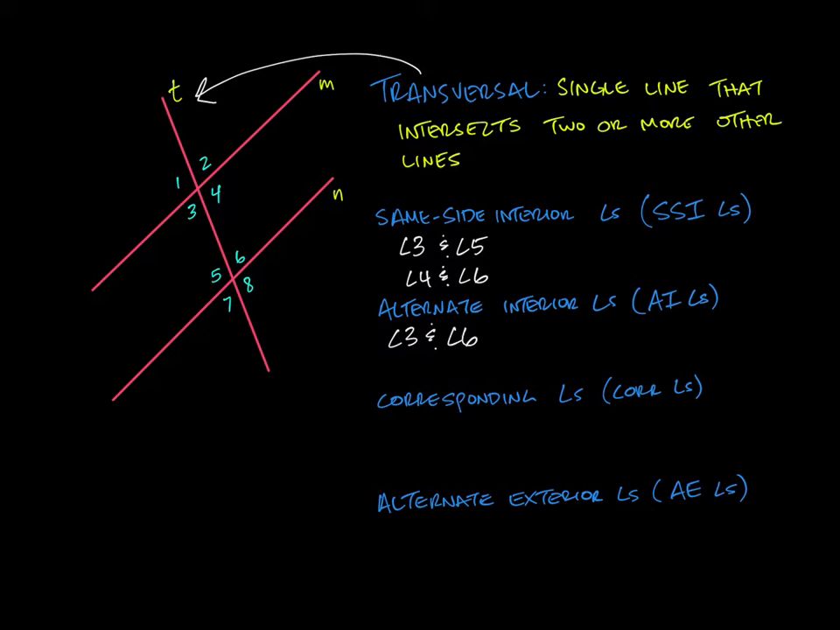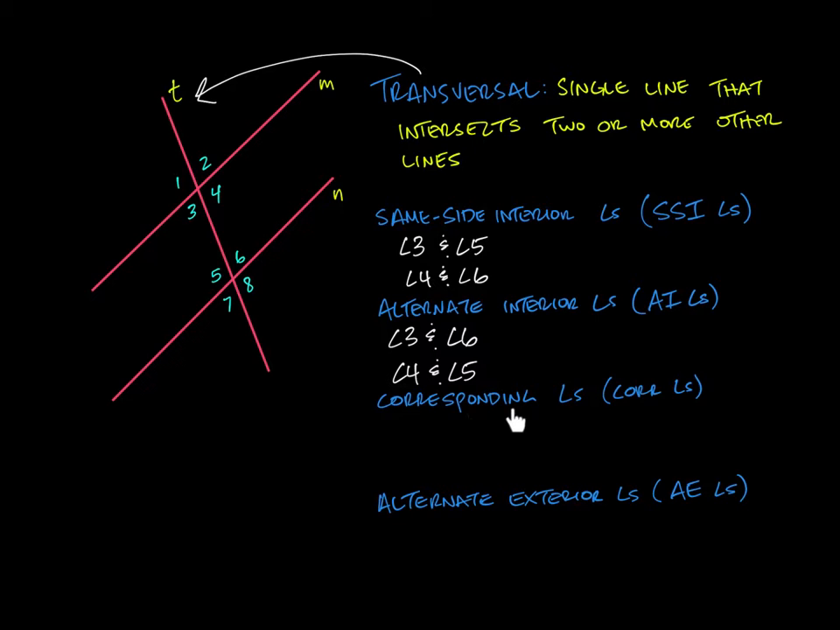There's one more pair though. If I look at angle 4, it is also in the interior space. It's on the right side of the transversal. But then if I look at angle 5, it is in the interior space on the left side of the transversal. So angles 4 and 5 also count as a pair of alternate interior angles.